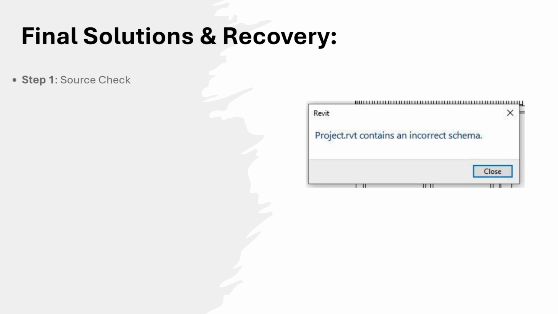First, go back to the source. If this file was sent to you via FTP or email, it might have corrupted during the transfer. Request a fresh copy or a re-upload. Sometimes the fix is just a better download.